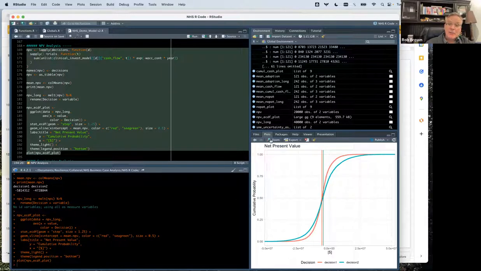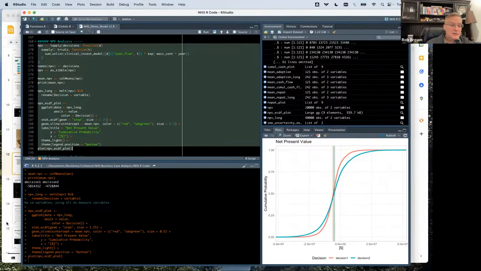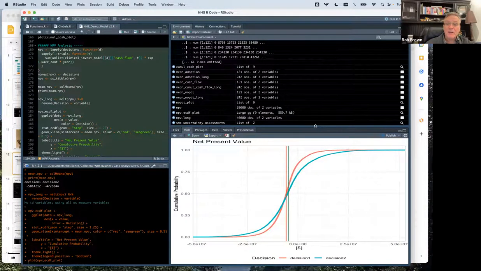Now, I'm going to zoom in on this curve. Oops, where did it go? Well, maybe I won't zoom in on it. I know it's got to be in there somewhere.